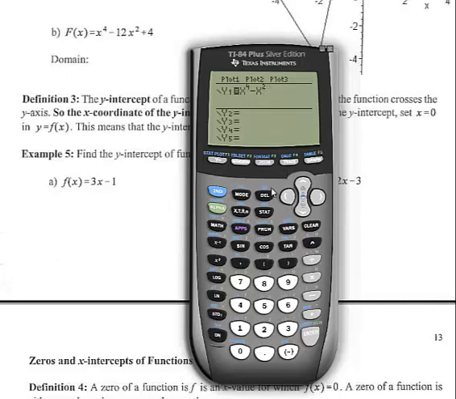And I need to go back and correct this because I need a -12 in front of my x. I'll hit second and INS, and that will allow me to insert a 12. And now I'll simply arrow over and finish it up with a +4.